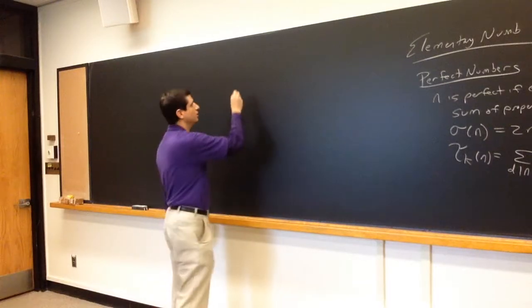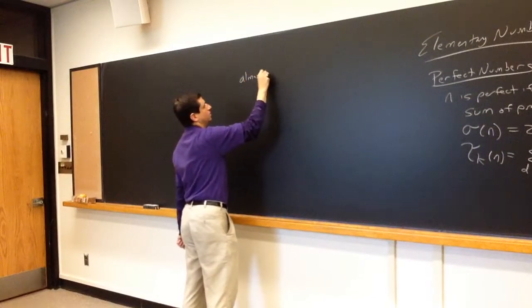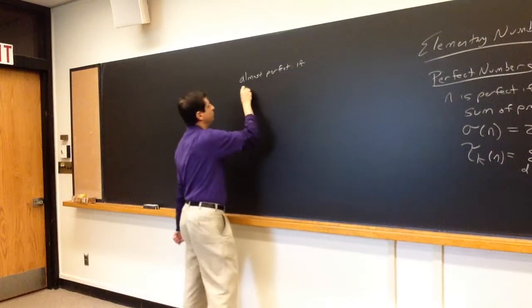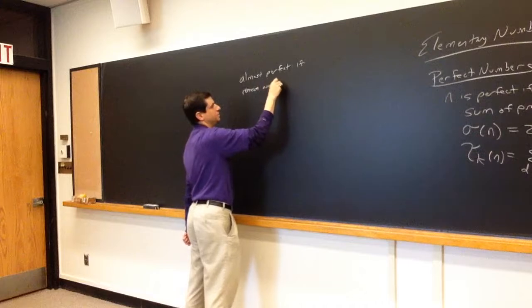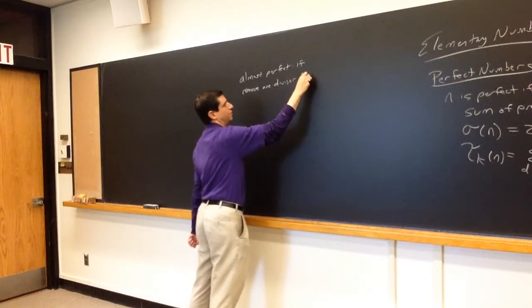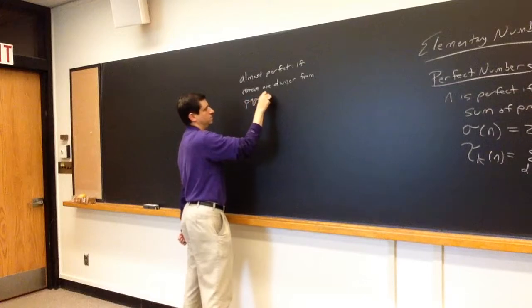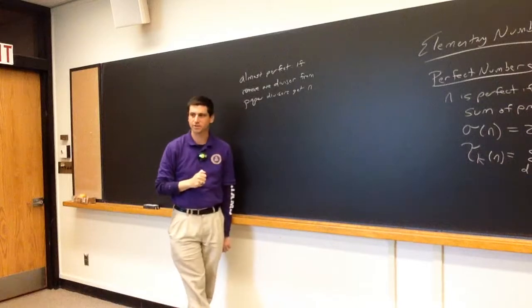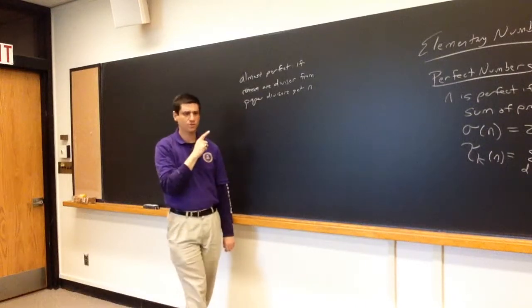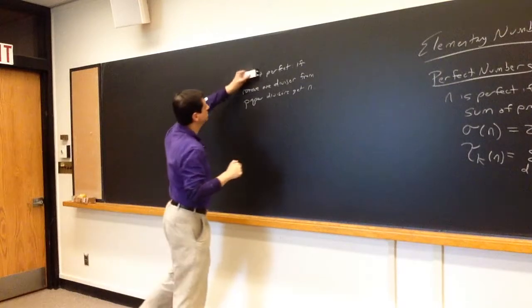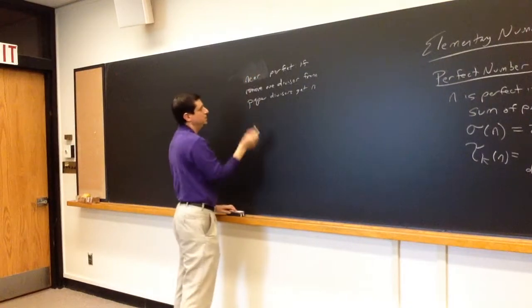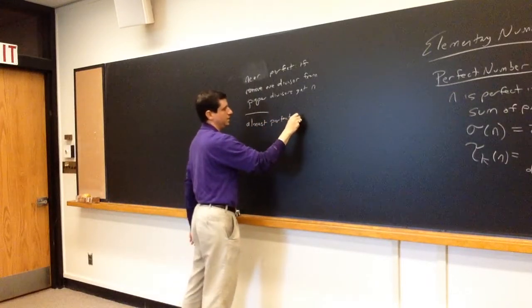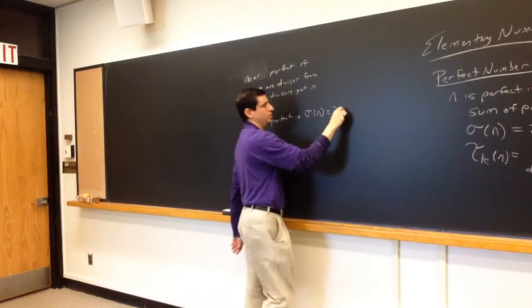Missing one divisor? Okay, so almost perfect is if we remove one divisor from the proper divisors. And then what was near perfect? In the literature, that is near perfect. I thought this was near perfect. Almost is when it's one less. Okay, right. Near perfect is this, and almost perfect is sigma of n equals 2n minus 1.